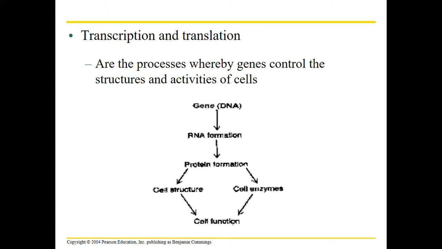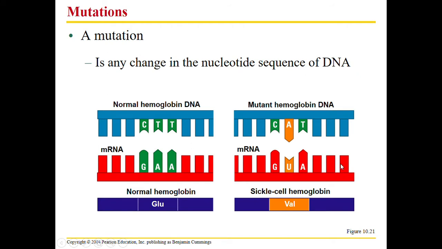So transcription and translation, again, are the processes where we take DNA and RNA and make proteins, and those proteins are super important. They can be for cell structure, cell enzymes, and they determine our cell function. Now let's look at mutations.